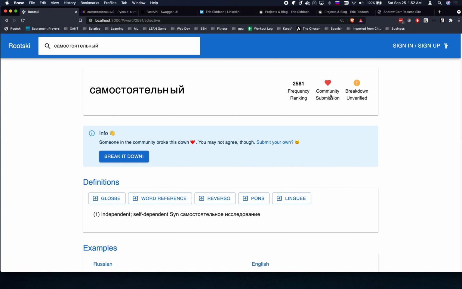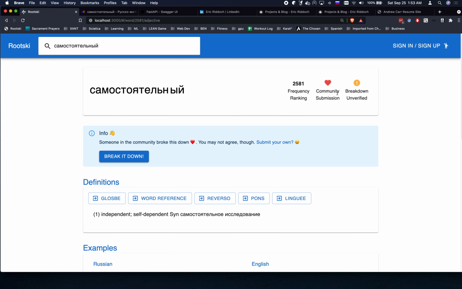So, community submission and breakdown, what's that about? Check this out. This is where AI comes in. I totally glossed over this info box. When you come to Rootski, every time you go to a word, you're going to see a box like this, and this box says someone in the community broke this down, but you might not agree. Do you want to submit your own?